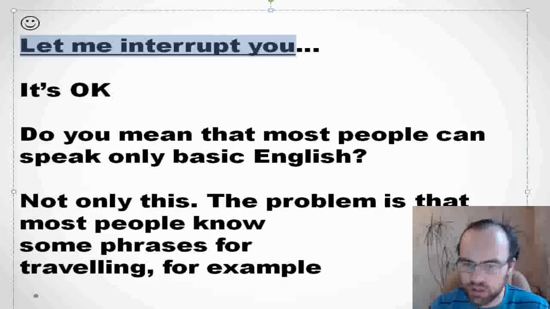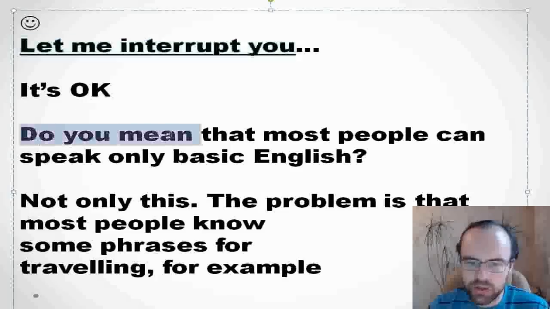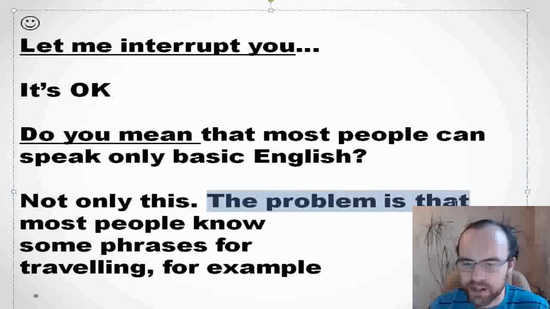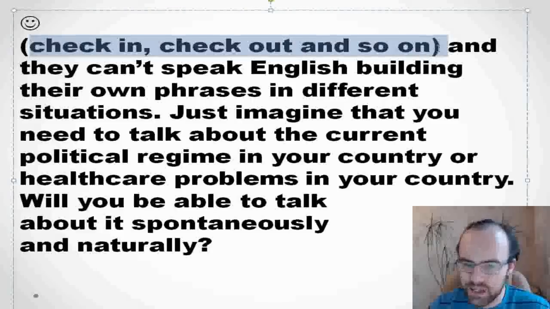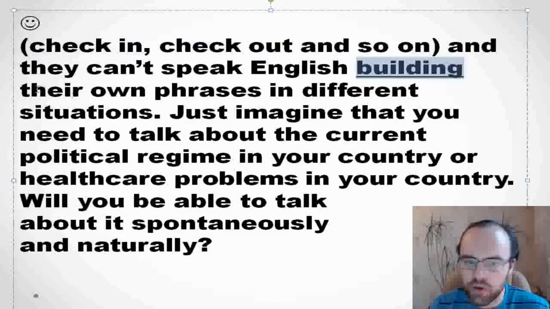Okay. So, do you mean that most people can speak only basic English, not only this? The problem is that most people know some phrases for traveling, for example. The problem is, the thing is, the fact is that. So when you want to give more details and explanations: most people know some phrases for traveling, like check in, check out, and so on, and they can't speak English building or making up their own phrases in different situations, in different contexts.